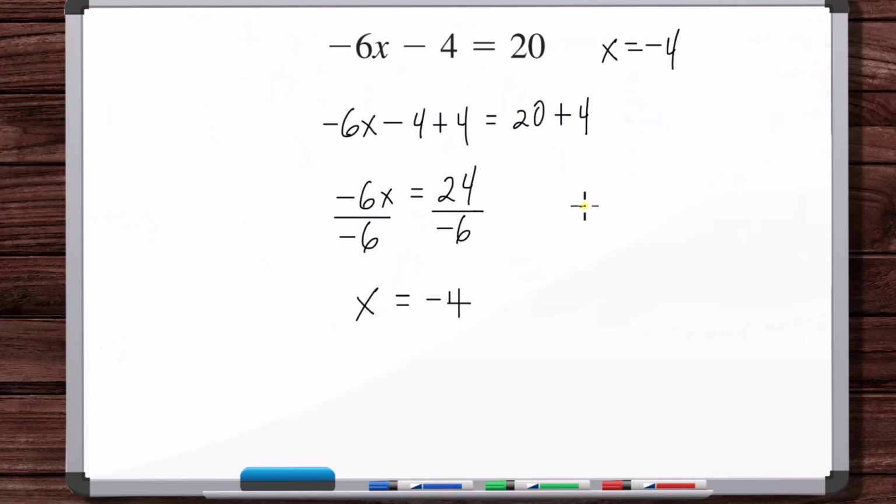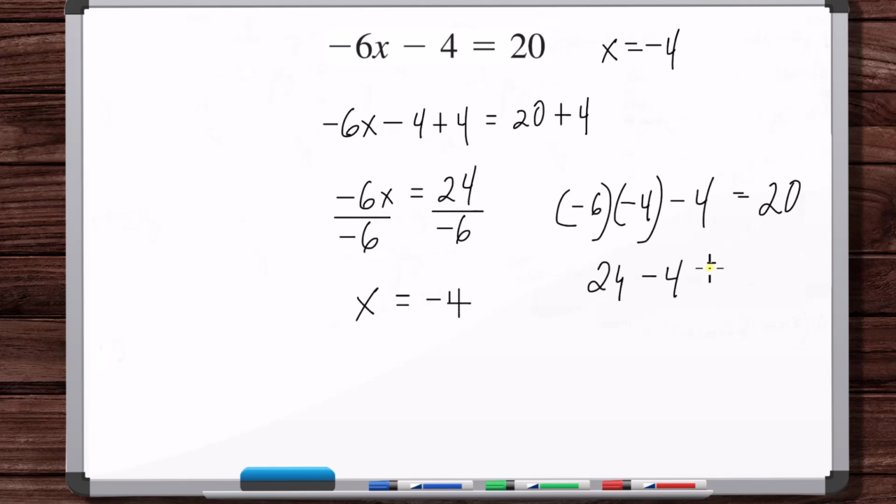How do you check to see if a number is a solution to an equation? You just plug in that number for the variable into both sides of the equation, simplify, and if you get the same value on both sides, then that's the solution. So for -6x, we plug in -4 here. 24 minus 4 is equal to 20, so 20 is equal to 20. There we go. x is equal to -4 is the solution.